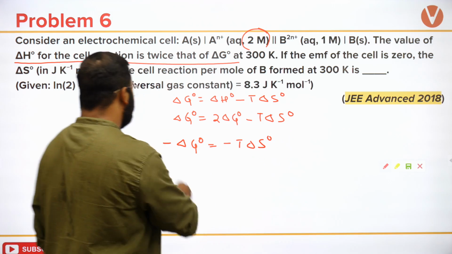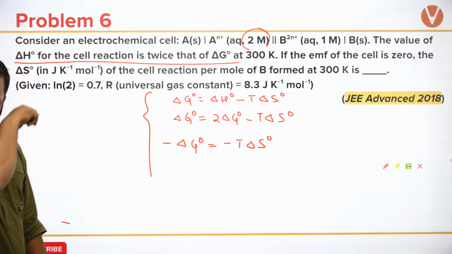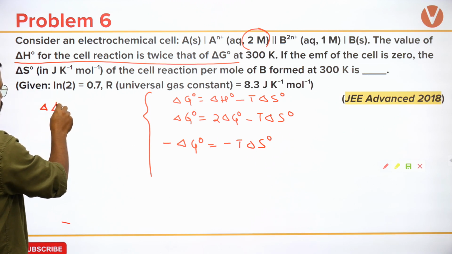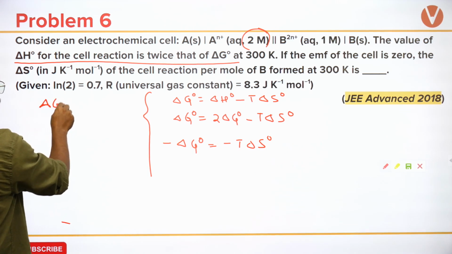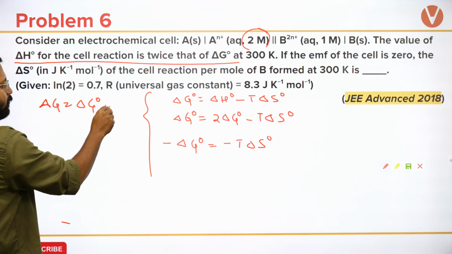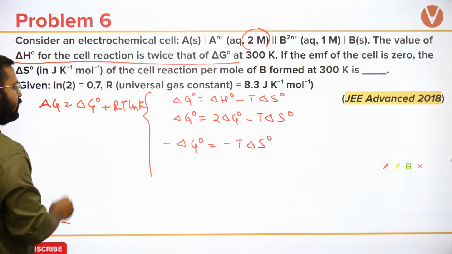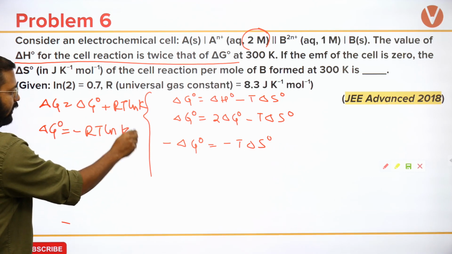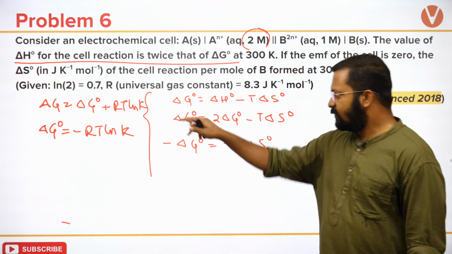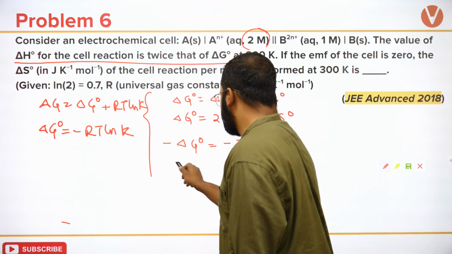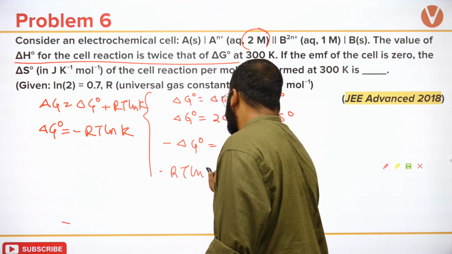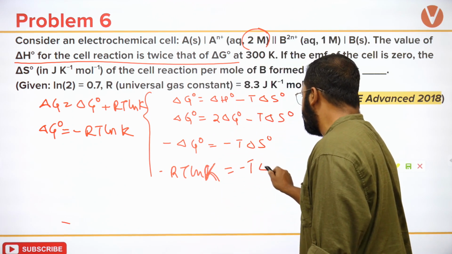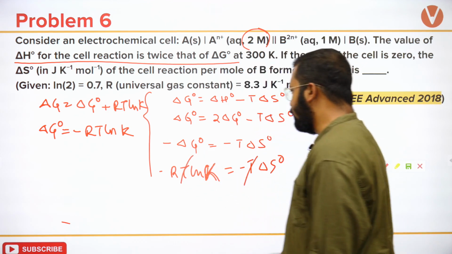Also, if I'm doing the reaction at equilibrium, then can I say that delta G is equal to delta G naught plus RT ln K, or delta G naught is equal to minus RT ln K? I can write this. Delta G naught can be written as minus RT ln K, so we write minus RT ln K, which is minus T delta S naught. This T and T get cancelled out.